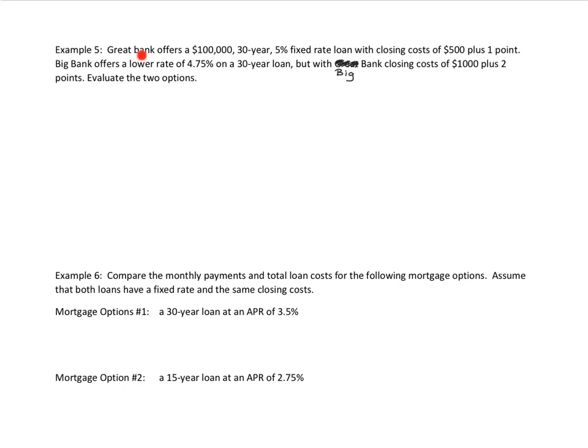So example 5, Great Bank offers a $100,000 30-year 5% fixed rate loan with a closing cost of $500 plus 1 point. Big Bank offers a lower 4.75% rate on a 30-year loan, but with Big Bank, closing costs are $1,000 plus 2 points. Evaluate these options.